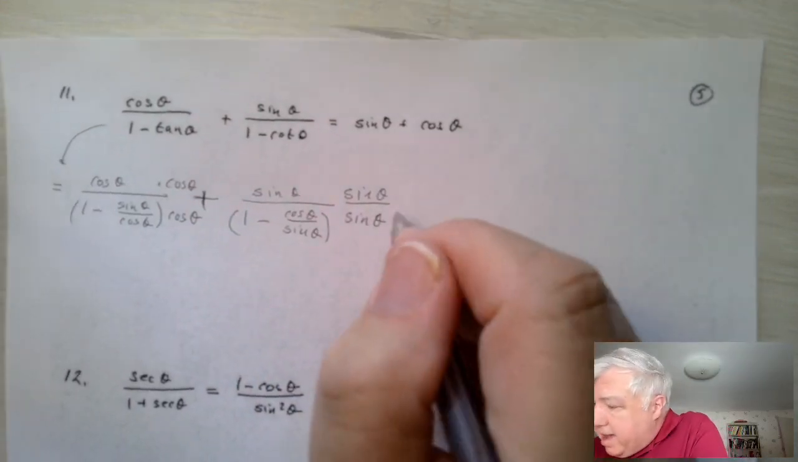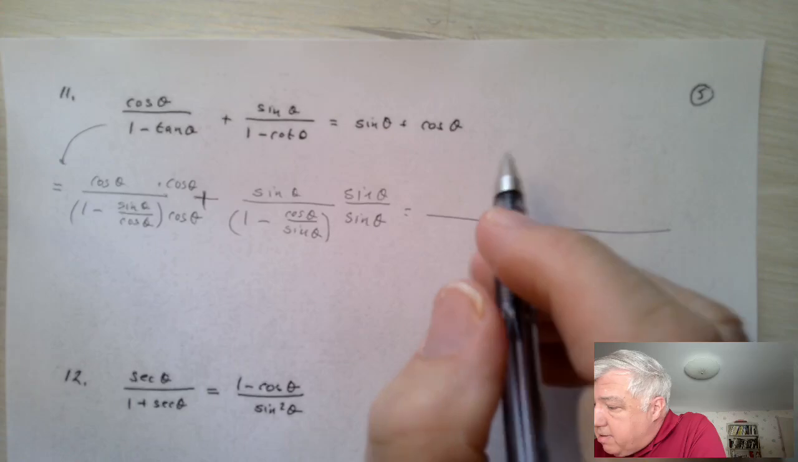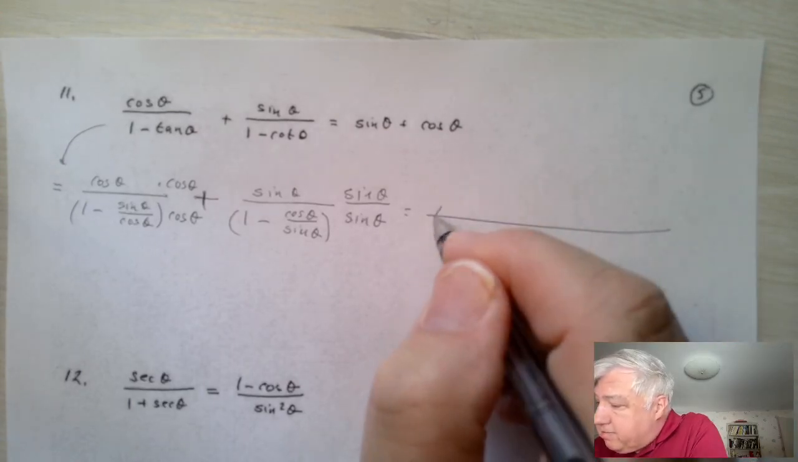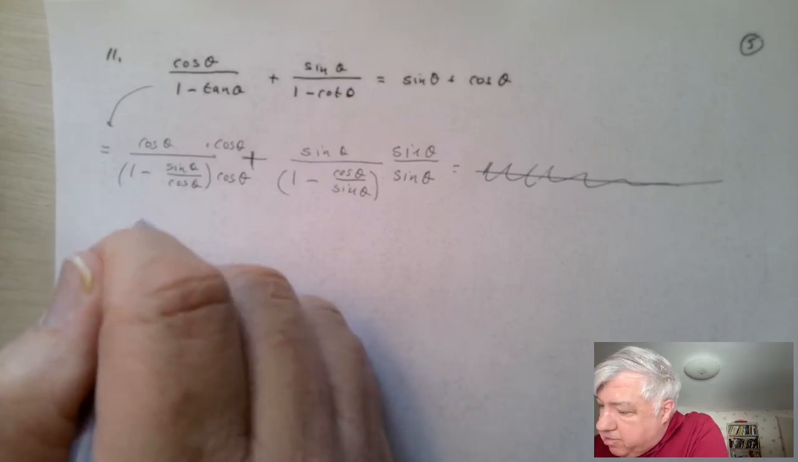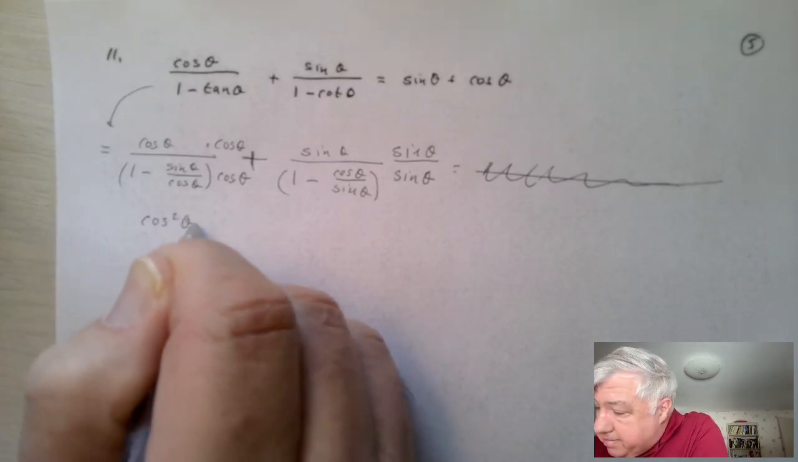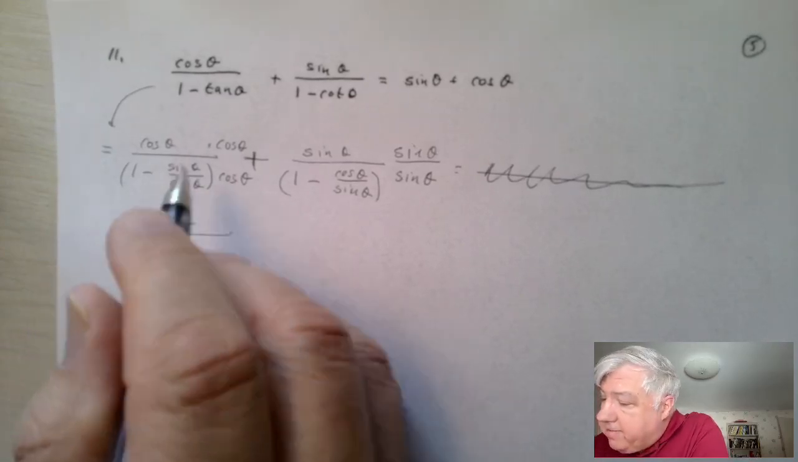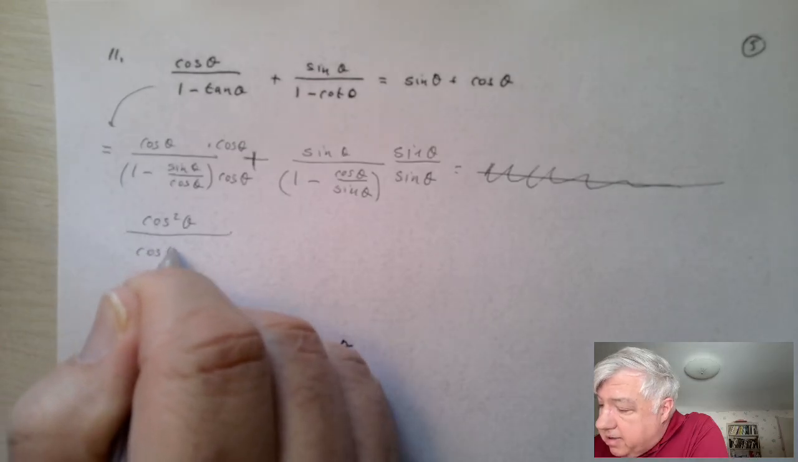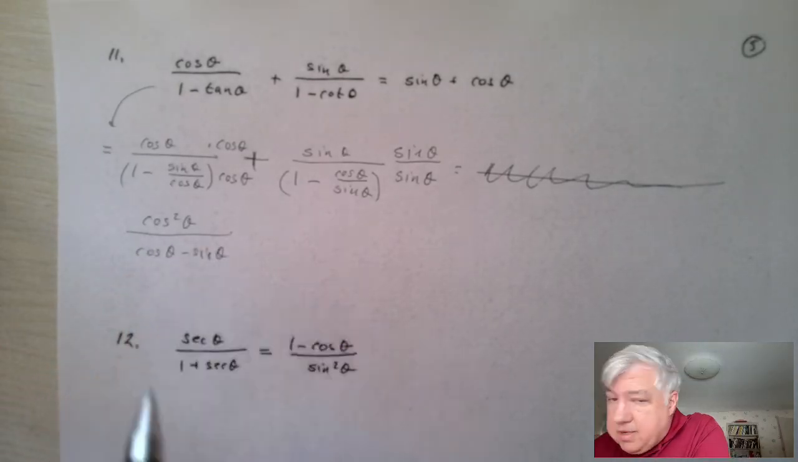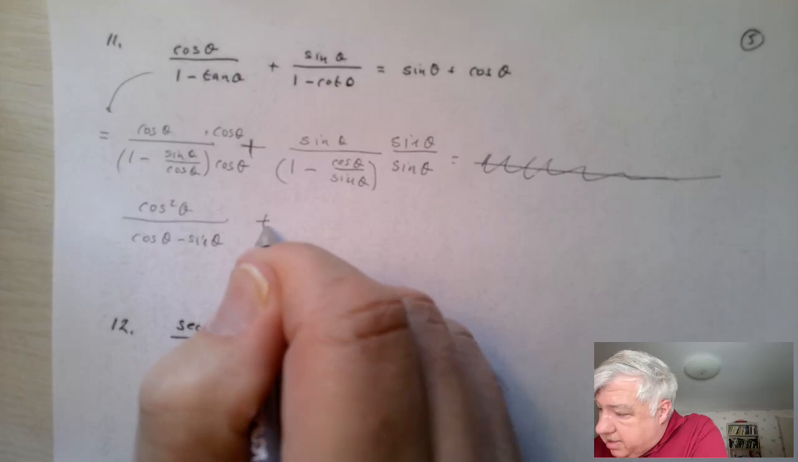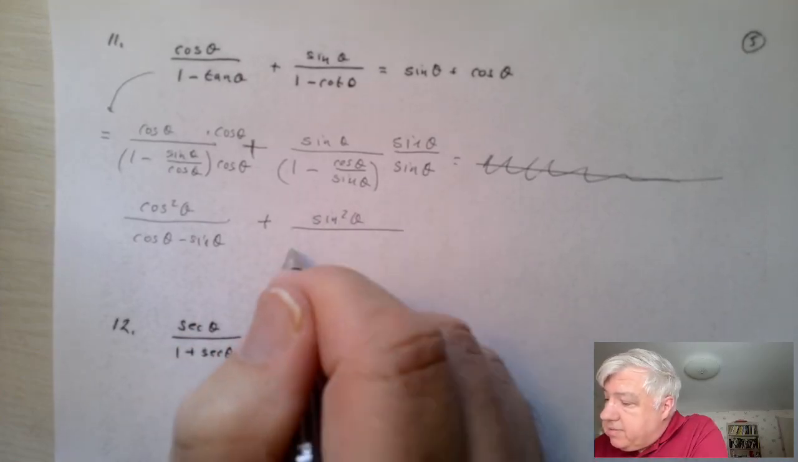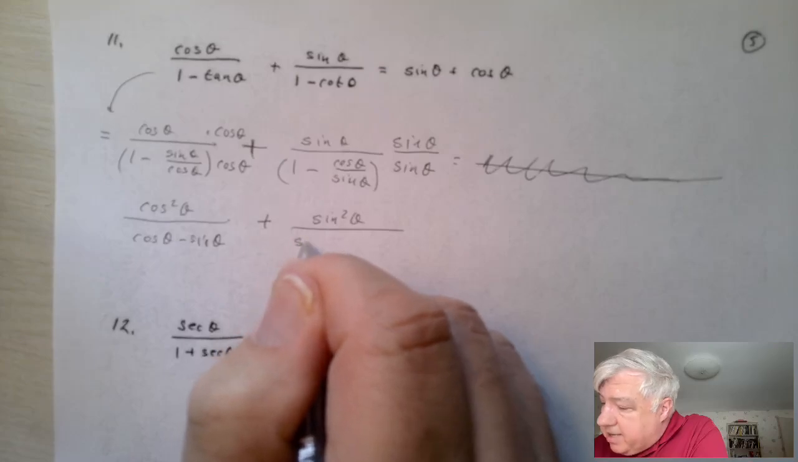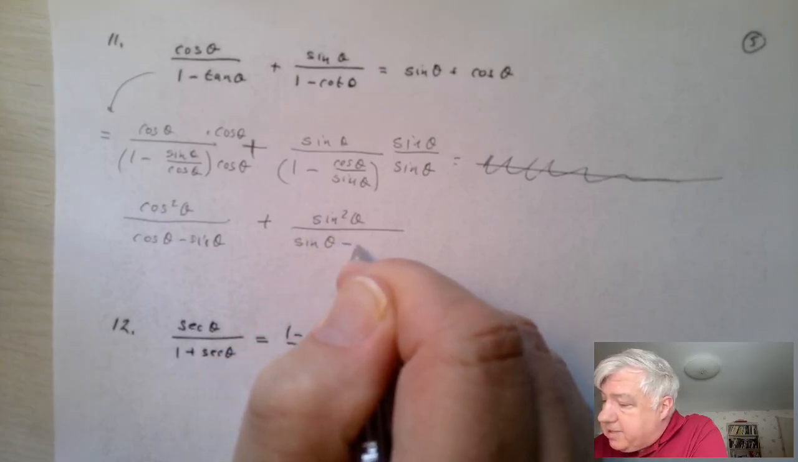And then when we do that, this becomes, well, we don't want a big bar just yet. This will be cosine squared of theta. And over here we'll have cosine theta minus sine theta. And then this is going to be sine squared theta over, we distribute the sine, we get sine theta minus cosine theta.